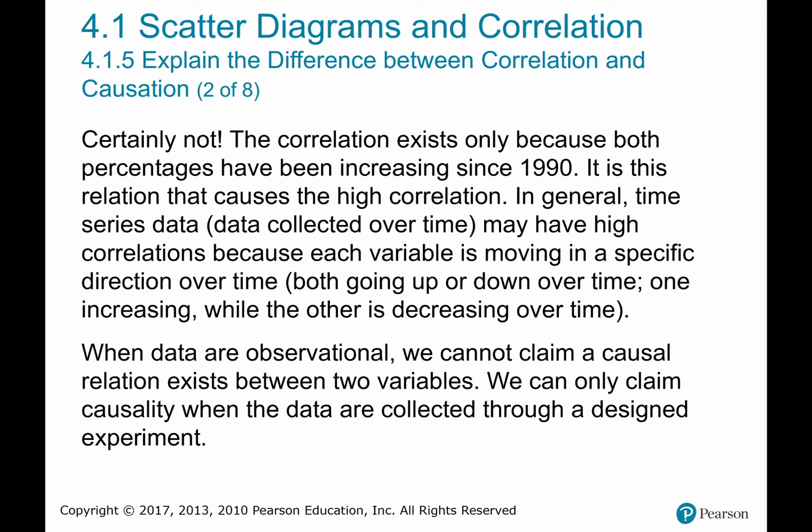In general, time series may show correlation because each variable is moving in a specific direction over time, both going up or down, or one increasing while the other is decreasing. When data are observational, we cannot claim that a causal relation exists between the two variables. We can only claim causality when the data are collected through a designed experiment.